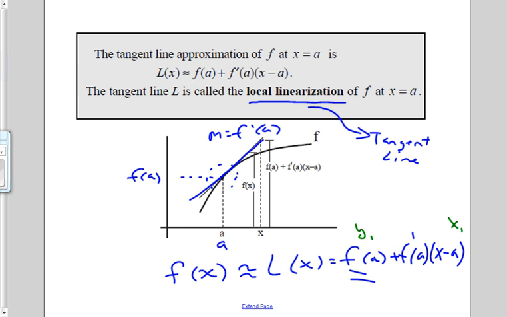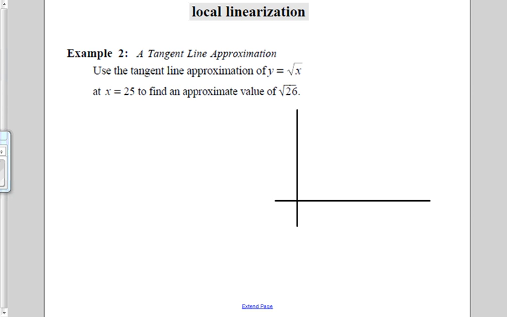Okay, so we're going to use this to do something called Newton's method. But before we get into Newton's method, for the sake of confidence boosting, let's see how well we know this local linearization already. So it says, find a tangent line approximation. Use the tangent line approximation of y equals root x at x equals 25 to find an approximate value of root 26. Wording's kind of strange, but let's just see how we do with this.